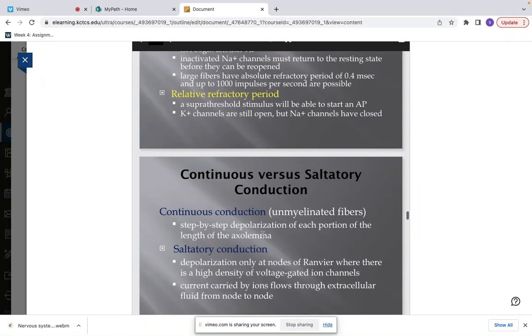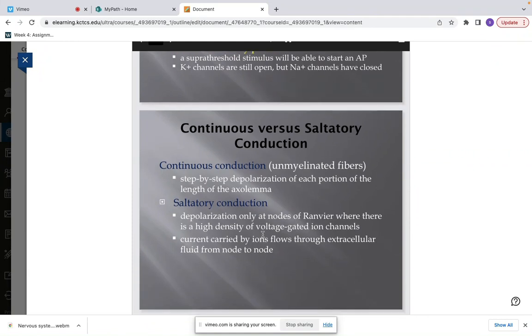And this is where I'll cover this last slide. Saltatory conduction. So we talked about how the dendrites will receive a message, right? They'll receive some type of stimulus input, and then from there it'll be generated to the cell body and down the axon. We said that down the axon, this is where action potentials are generated.